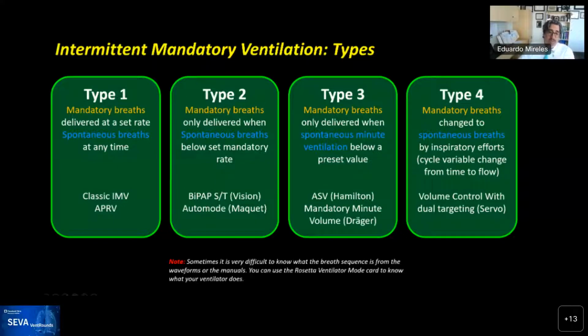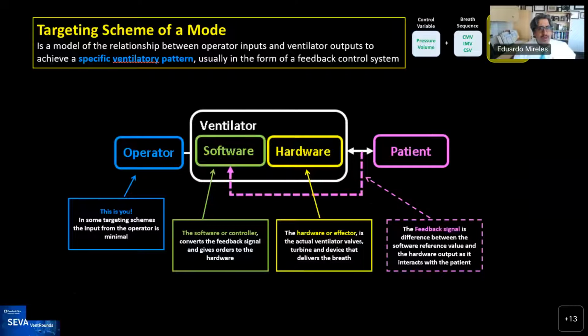And perhaps with time, more types will come up. But this is where we are today. And so we talked about the targeting scheme. For ease of your brain, think about it as the programming that you use in the computer of the ventilator to determine how it is going to interact with the patient. Essentially the software, which is where you put the targeting scheme, how does it interact with the hardware and the patient?